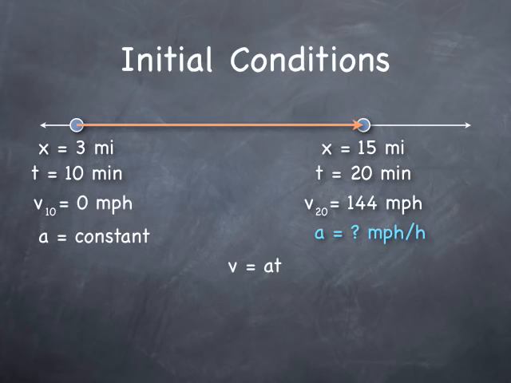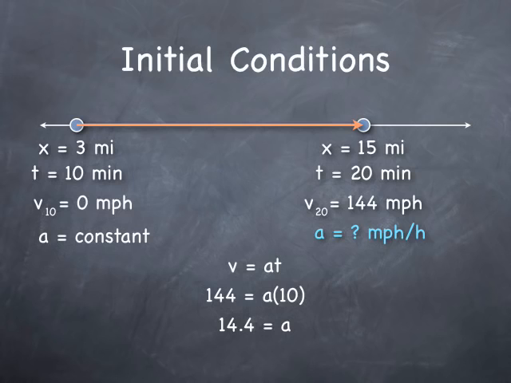Velocity equals acceleration times time. Why? Well, imagine you're accelerating at 5 miles per hour per hour. After 10 hours, you're going 50 miles an hour. So this is the equation. Velocity equals acceleration times time. We know the velocity. It's 144 miles per hour. We also know the time that it took, 10 minutes, because we went from t equals 10 to t equals 20. So 144 equals 10a. Divide by 10, and we get 14.4 equals a.